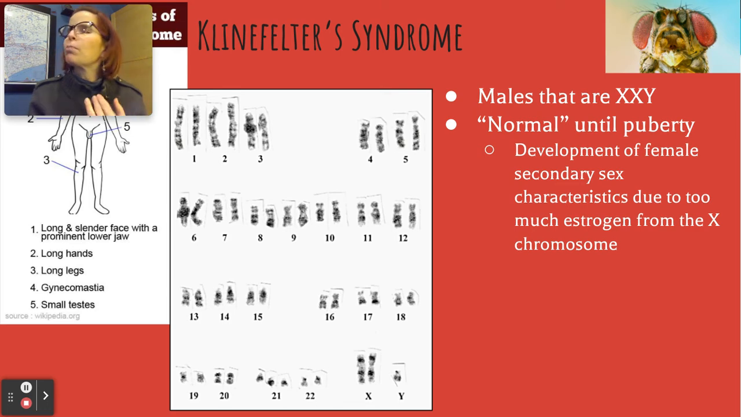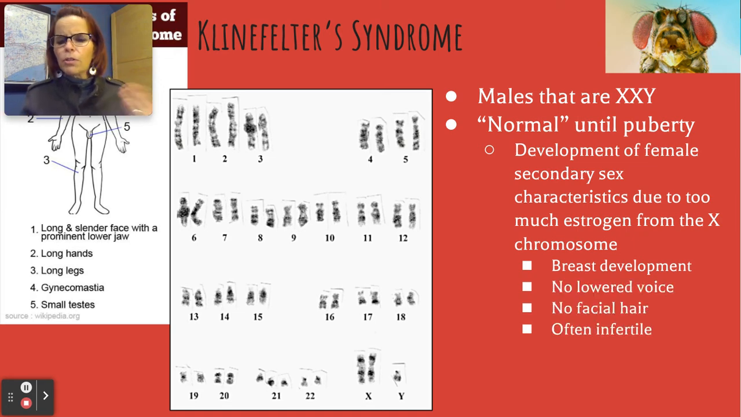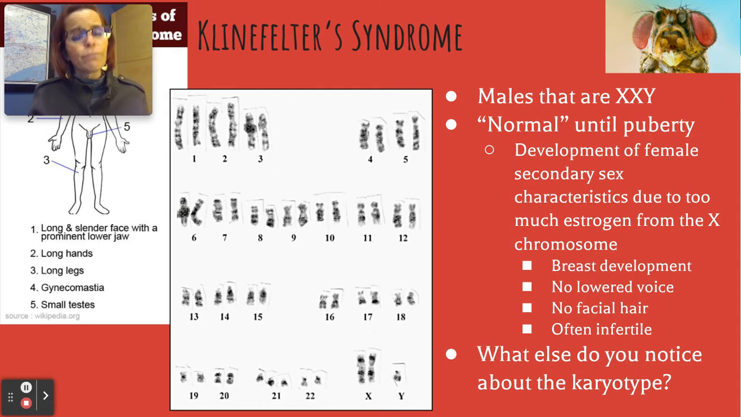So these are boys that have a penis. They don't have a vagina. They don't have a uterus. They don't have the things that allow women to give birth. But estrogen causes their faces to not develop hair, their voices don't deepen, they develop breasts, which is really socially difficult for these boys because it's not something that they are asking for specifically. So breast development, no lowered voice, no facial hair, often infertile.